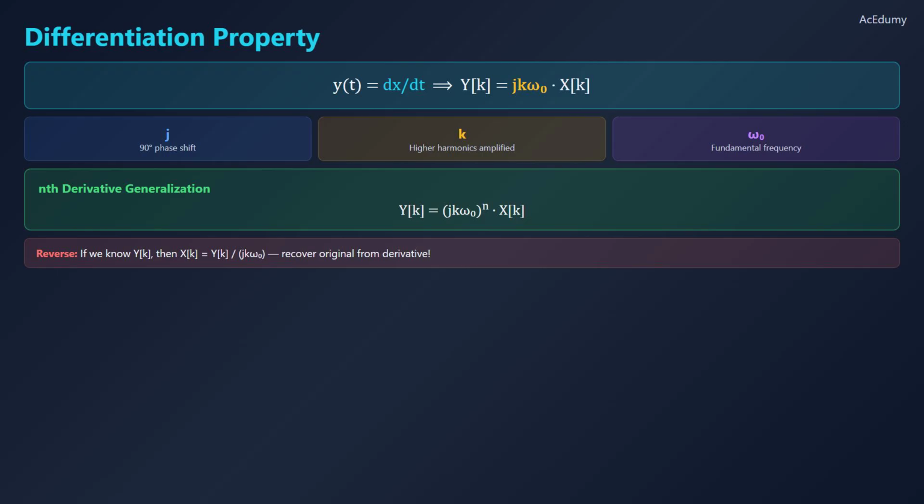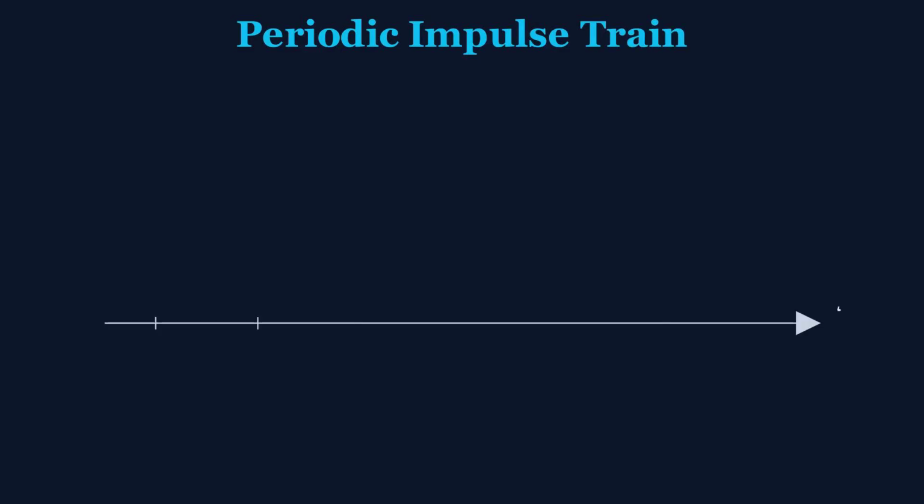Y sub k equals jk omega 0 to the n times x sub k. More importantly, this property works in reverse. If we know the coefficients of a derivative, we can find the original signal's coefficients by dividing by jk omega 0.